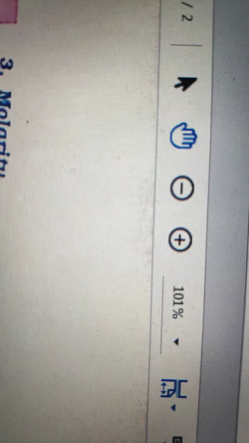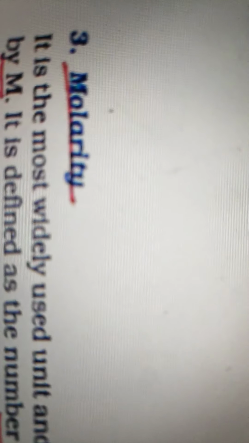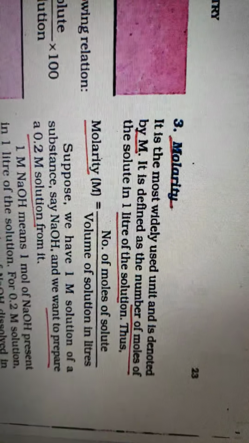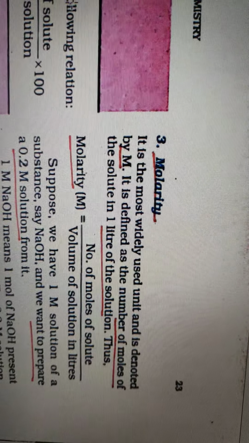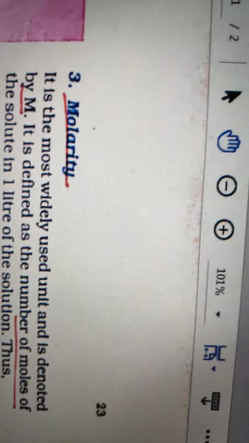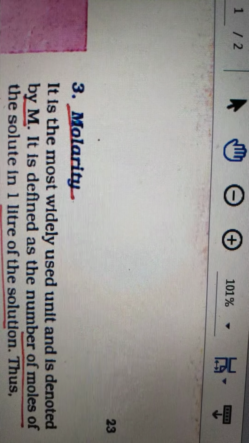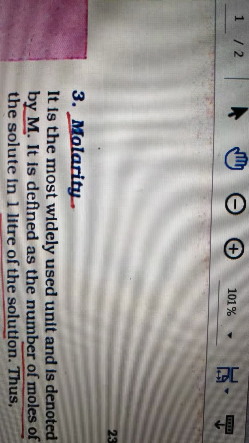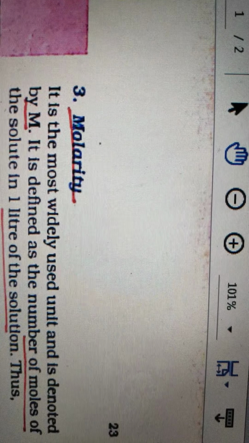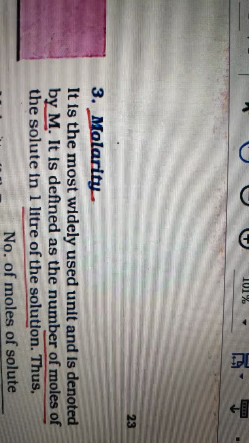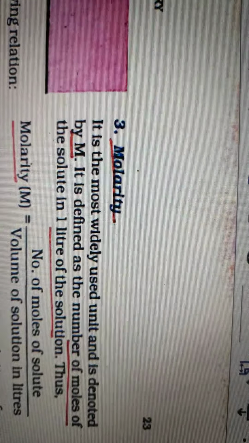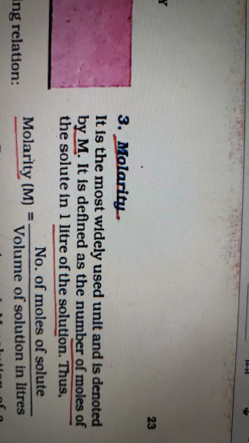Now today I'll discuss a very important topic, molarity. Molarity is very important in 12th also and in competitive exams, so you should know this concept. By the term molarity we mean how many moles are dissolved in a particular volume of the solution. So what will be the symbol of molarity? Capital M is the symbol of molarity. And what will be the definition of molarity?